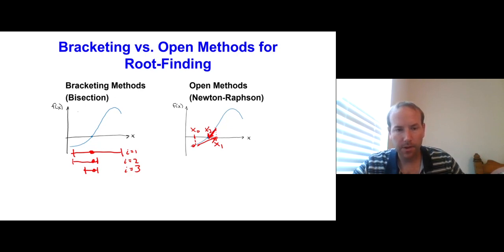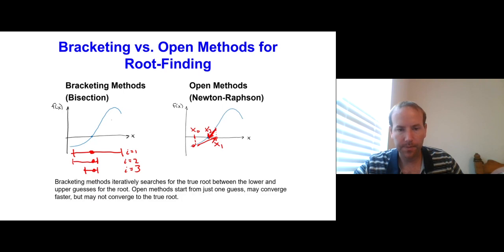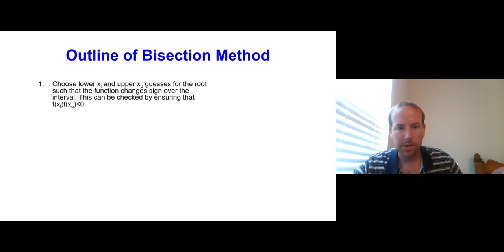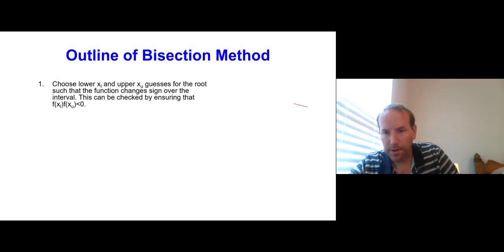For now, we're going to be focused on exactly how this bisection method would work. How do we converge on the roots of our function f of x equals 0? So here's the outline of the bisection method. First, we're going to choose a lower and upper guess for the root, such that the function changes sign over the interval. So I'll draw this out here.